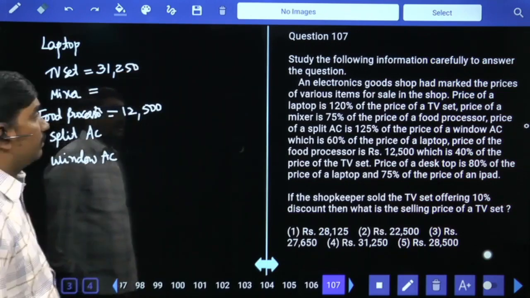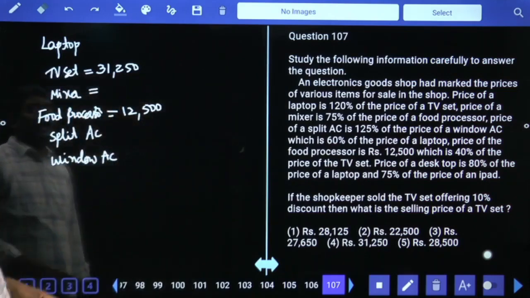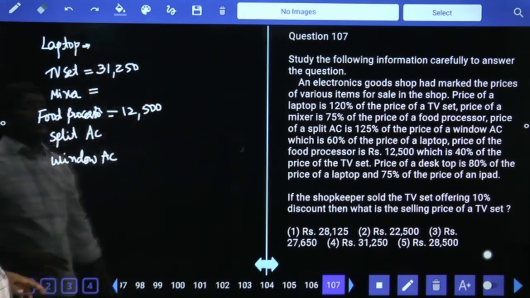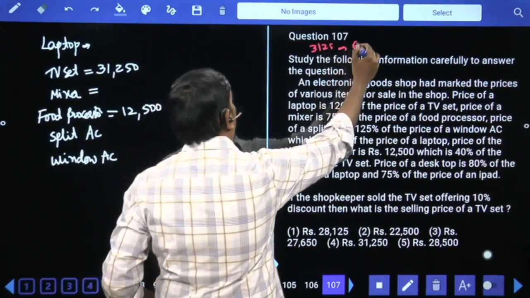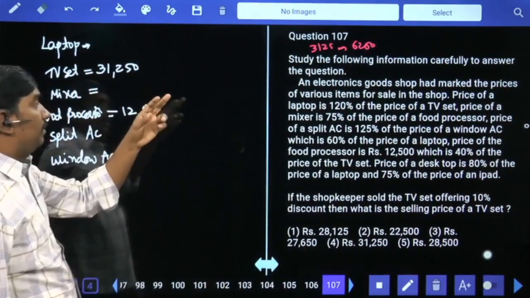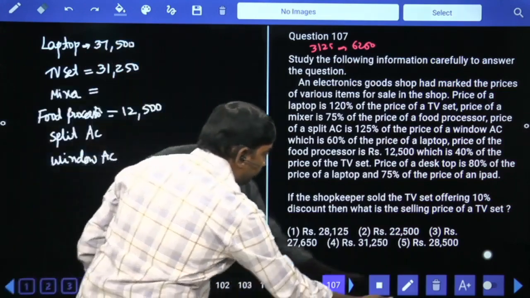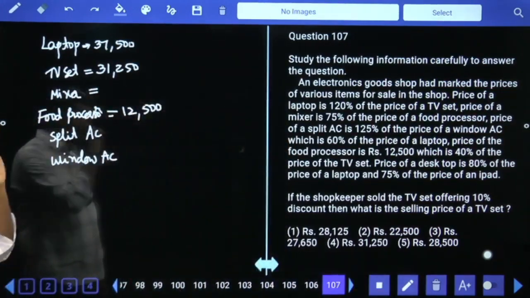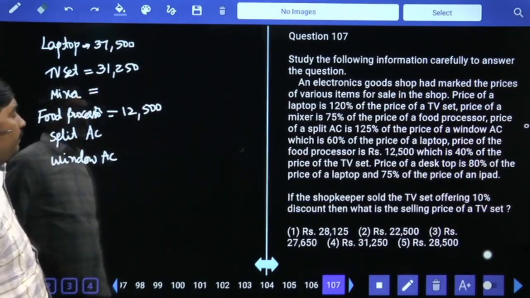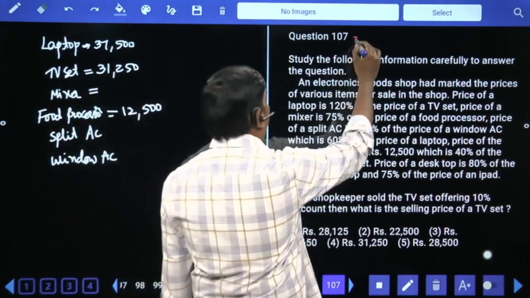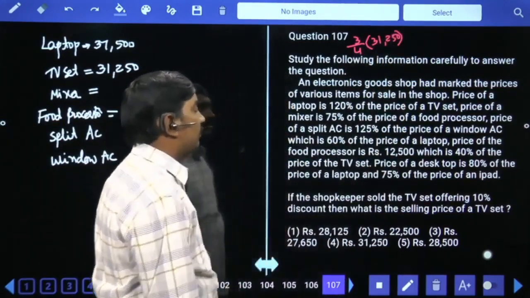First, coming backward, first means starting of the data. Price of a laptop is 120% of the price of a TV set. 20% extra. 10% is 3,125, 20% means 6,250 extra. 31,250 plus 6,250, 37,500. Laptop 37,500. Next, price of a mixer is 75% of the price of a food processor. So 75% means 3/4 of 31,250. It does not get cancelled.